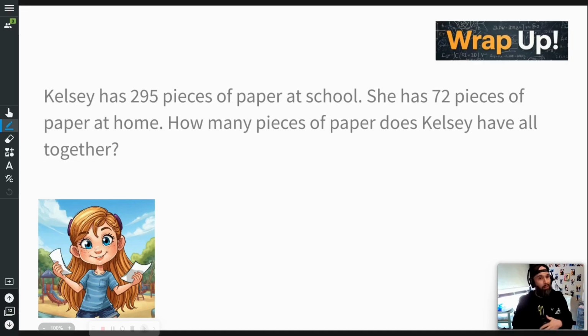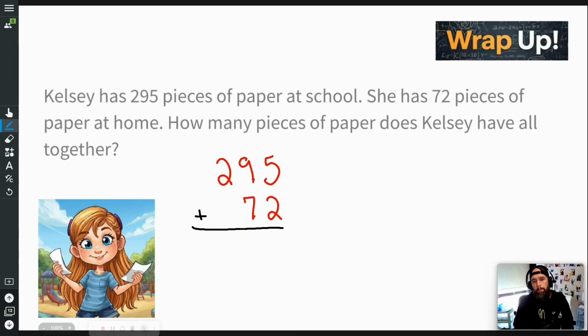So it's very important that I line things up by place value. 295, we're going to add to that 72. Okay, so the 5 and the 2, those are the ones place value. The 7 and the 9 are in the tens, and then 2 is all alone in the hundreds. Let's add these guys up. All the way to the right.